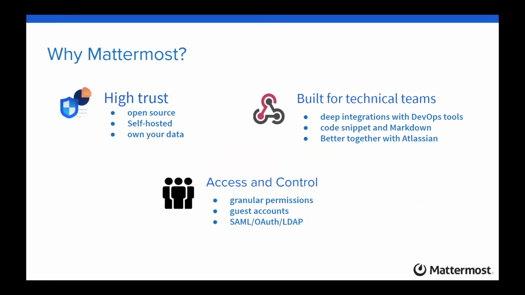Just on a final point around Mattermost, there are 3 key differentiators for us. One is high trust, so you can deploy Mattermost behind your firewall, self-hosted, on-premises. Therefore, you've got full control of your data and you can host it and control who has access to it. It's built for tech teams, so we've got an open REST API, a rich plugin framework with bots, and you can integrate with your tools very richly with the Atlassian suite. From an access and control perspective, Mattermost is trusted by some of the most secure organizations on the planet to deliver the granular security that they need.